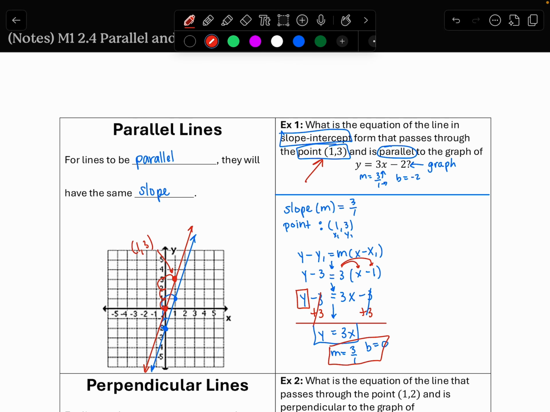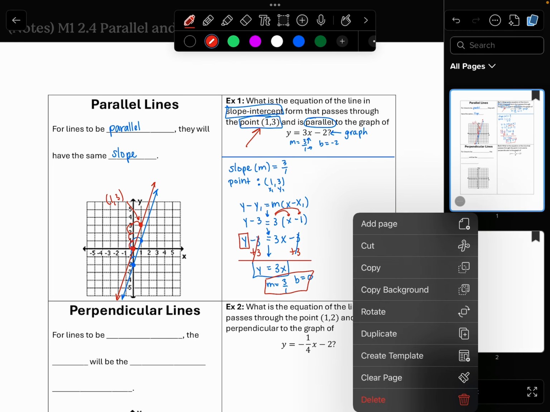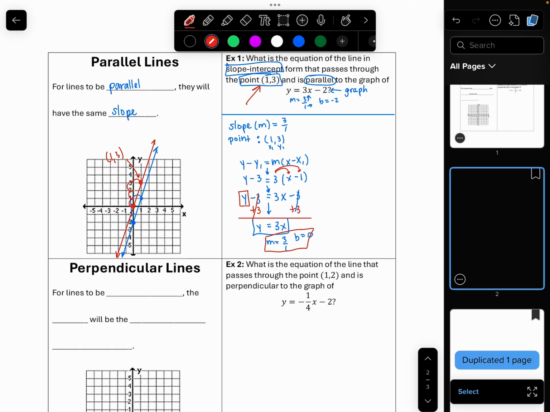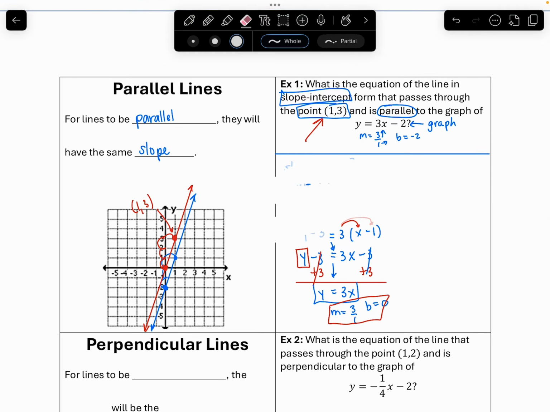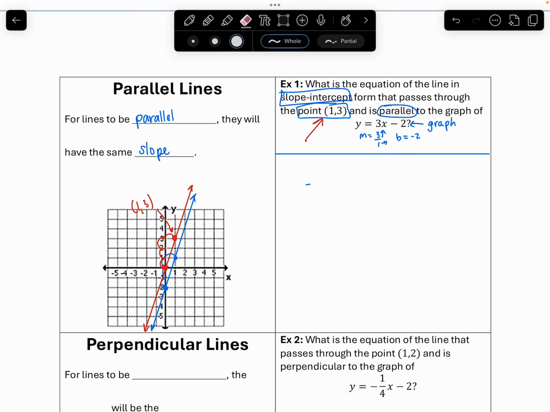The other way to do this is by just using y equals mx plus b. Okay, since we've already graphed it, I'm going to leave it there. So another way to do this is we have y equals mx plus b, right? You have a point, which is (1, 3), and we have a slope, which is 3 over 1. Again, it has to be the same slope for them to be parallel.